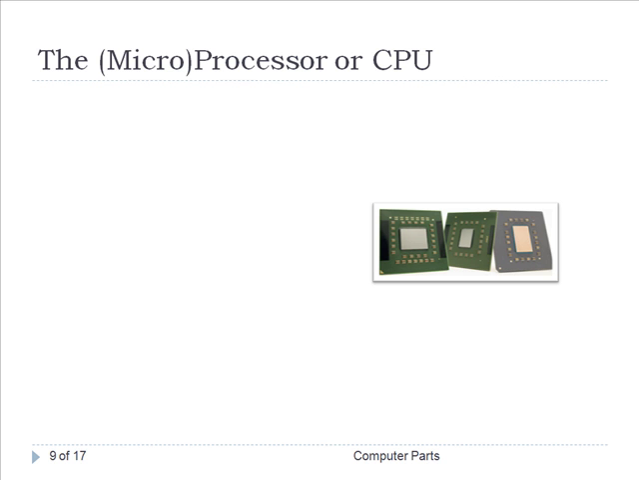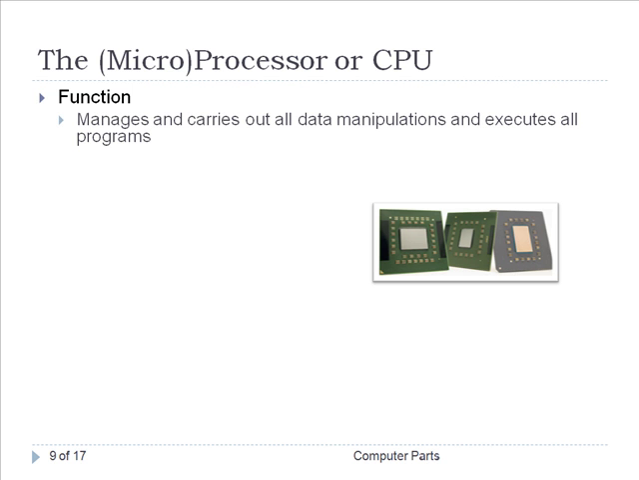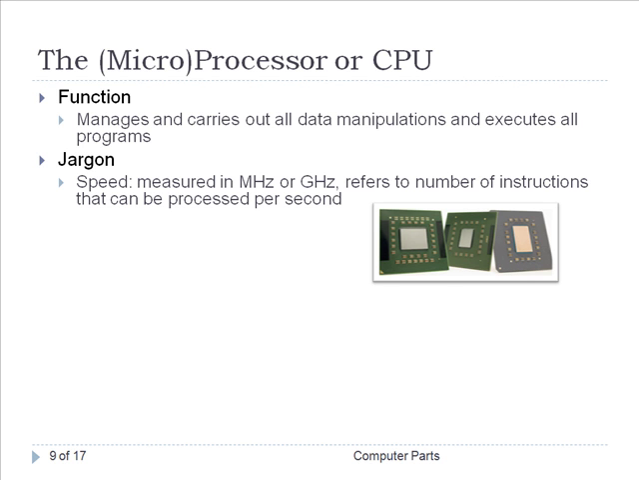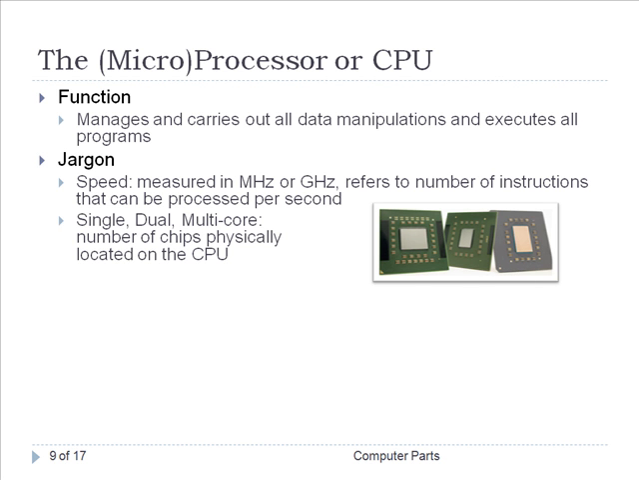Okay, here is the microprocessor or CPU. It manages and carries out all the data manipulations and executes all the programs that get run on the computer. The speed is measured in megahertz or gigahertz and refers to the number of instructions that can be processed per second. You can have single, dual, multi-core. The newer processors these days are multi-core, quad-core, 8-core. They're even getting up to like 32-core, super high numbers of cores on these small chips.